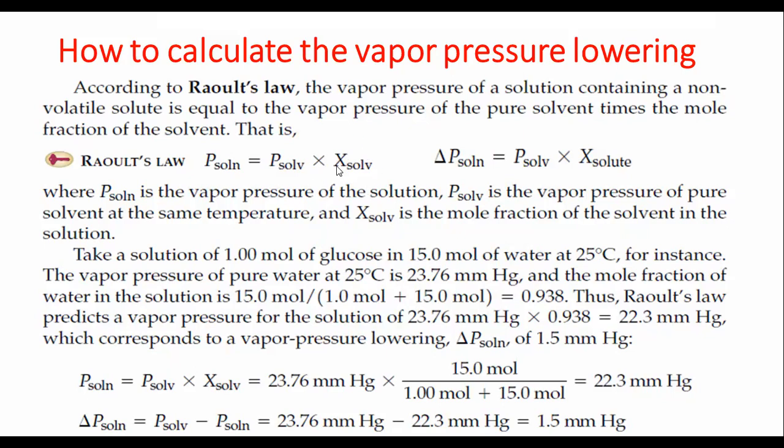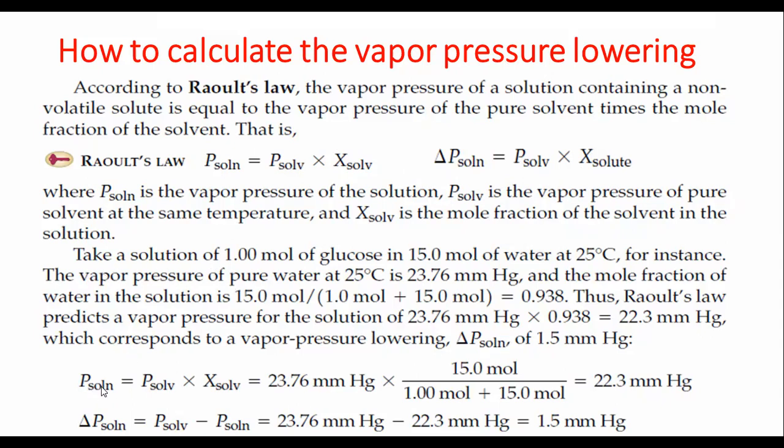Because if you are using this formula, that means you need the mole fraction of the solvent. And if you are using this formula, here you would need the mole fraction of the solute. If you put the mole fraction of the solute, you will directly get the vapor pressure lowering, as this is our target. And if you put the mole fraction of the solvent, you would only get the vapor pressure of the solution. Then you have to use another very simple relationship to get the value of the vapor pressure lowering. So I am giving you both ways to calculate the vapor pressure lowering.